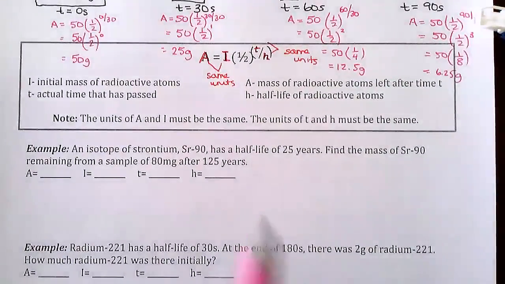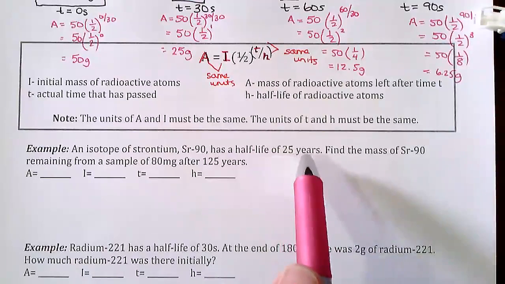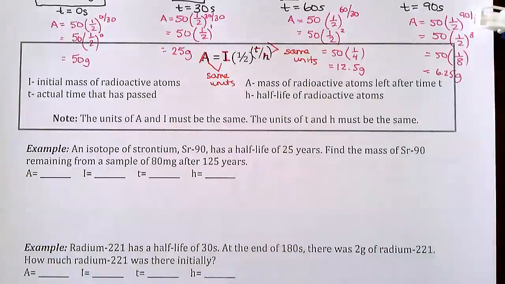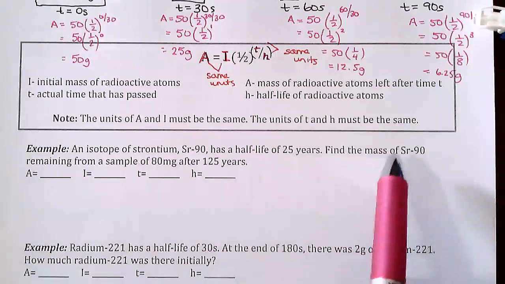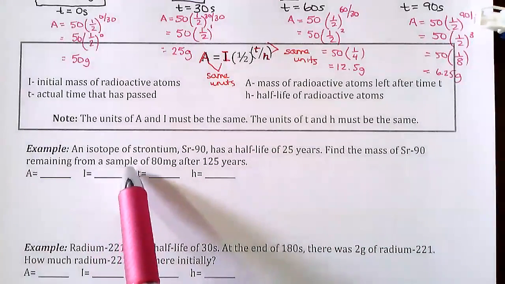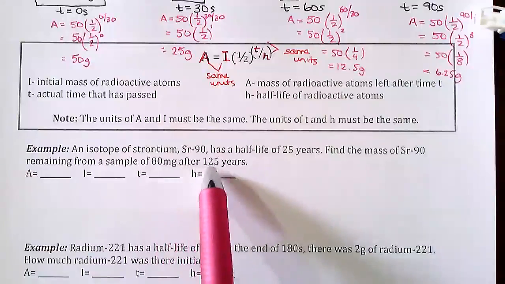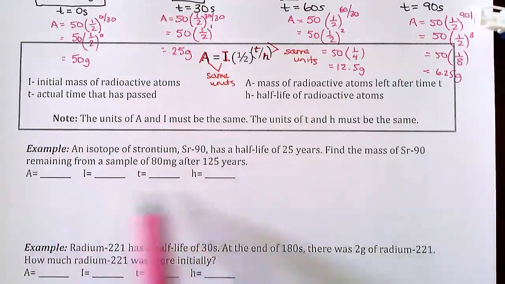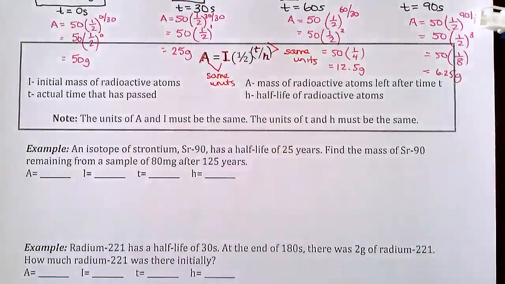So example 1, an isotope of strontium, Sr-90, has a half-life of 25 years. What does that mean? That means it takes 25 years for a certain mass of strontium-90 to be reduced, or decayed, to half its mass. Find the mass of strontium-90 remaining from a sample of 80 milligrams after 125 years. So you see that in our formula, we have 4 variables, which means we will be given information for 3 of them. We need to find the last one.